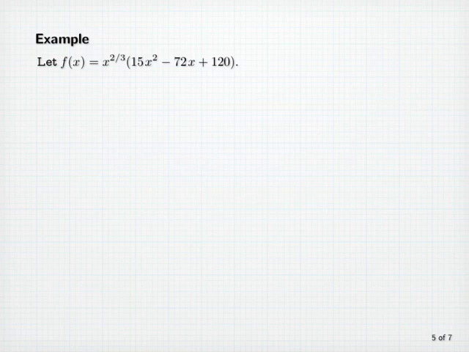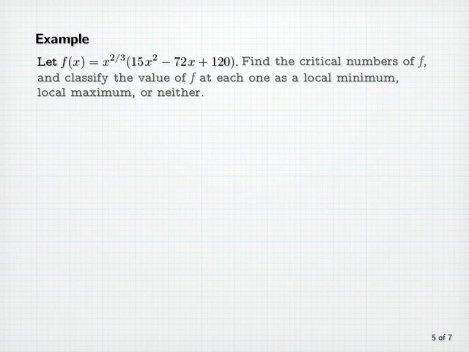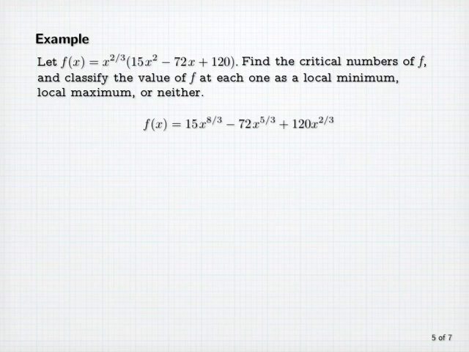Example. Let f of x equal x to the 2/3 power times 15x squared minus 72x plus 120. Find the critical numbers of f and classify the value of f at each one as a local minimum, a local maximum, or neither. For the purpose of taking the derivative of f, let's expand the product and write f of x as 15x to the 8/3 power minus 72x to the 5/3 plus 120 times x to the 2/3.